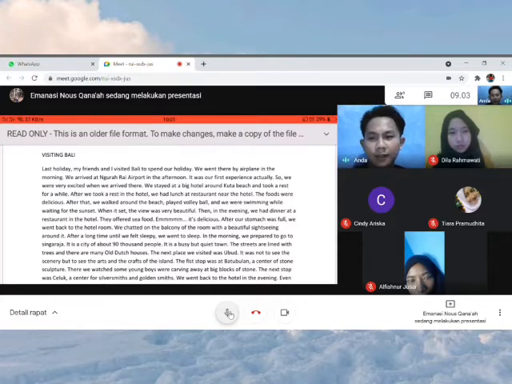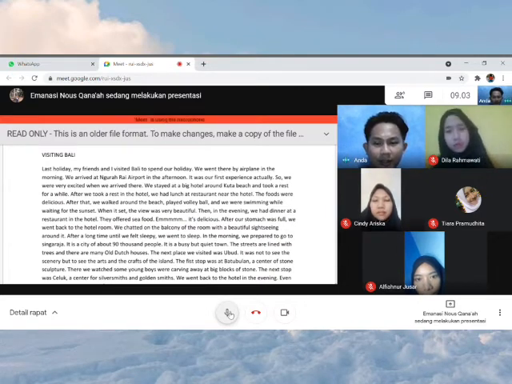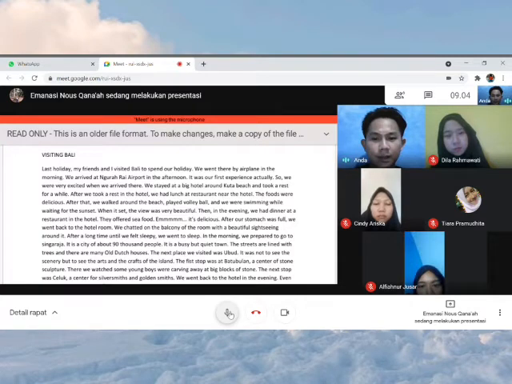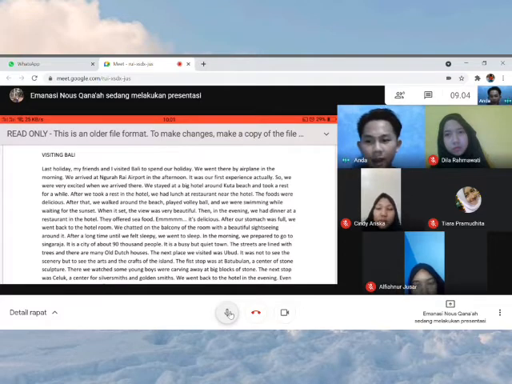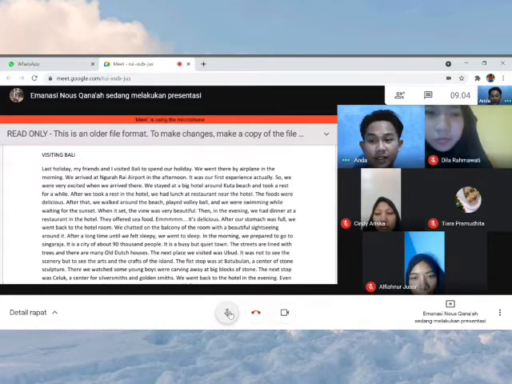We stayed at a big hotel around Kuta Beach and took a rest for a while. After we took a rest in the hotel, we had lunch at the restaurant near the hotel. The foods were delicious. After that, we walked around the beach, played volley, and we were swimming while waiting for the sunset. When it set, the view was very beautiful. Then, in the evening, we had dinner at a restaurant in the hotel. They offered seafood. It's delicious.